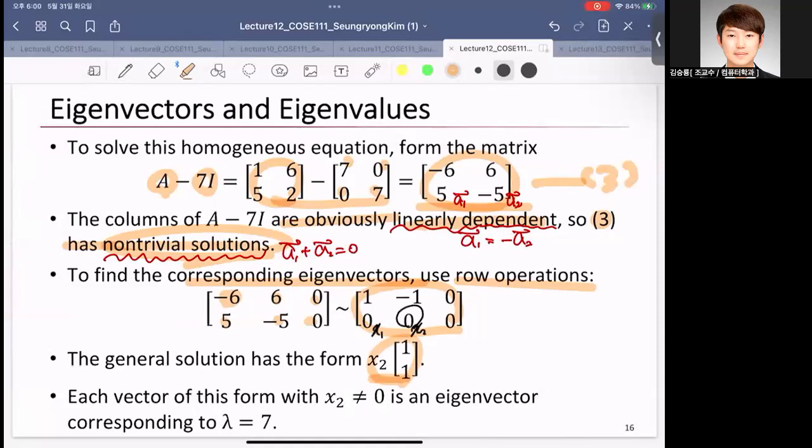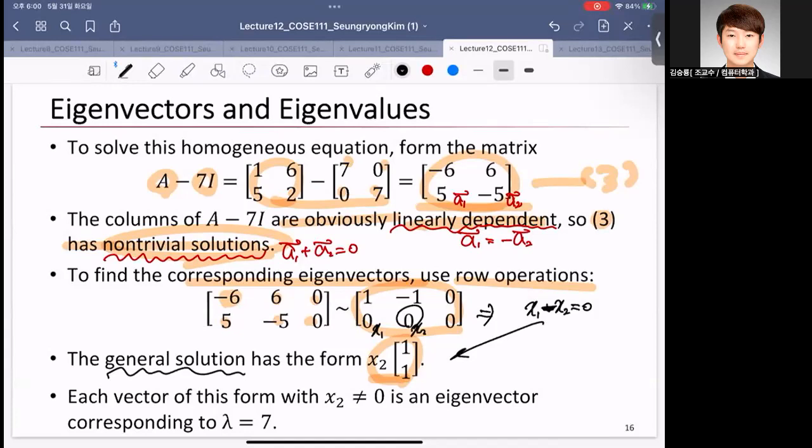Right? Why? From here, we can have x1 plus x2 is equal to 0. So we can derive this one: x1 is equal to negative x2, and x2 is equal to x2, so x2 times (-1, 1). This is just the general solution of this homogeneous system.